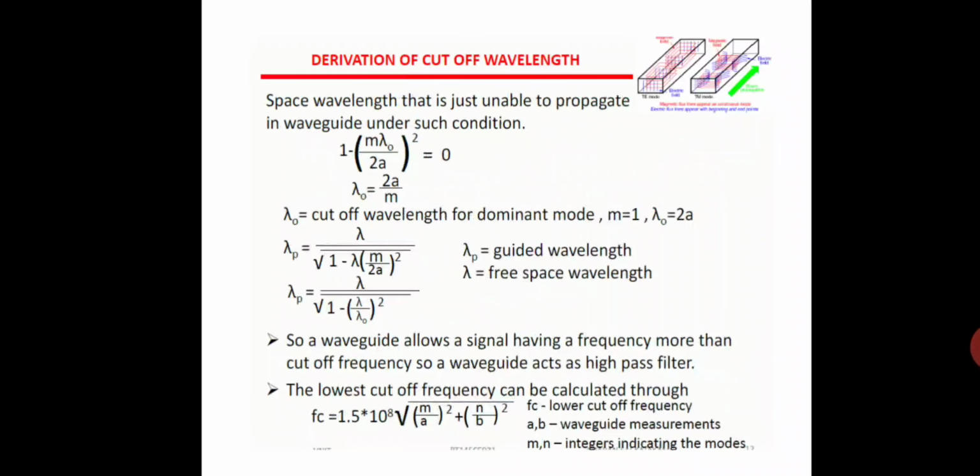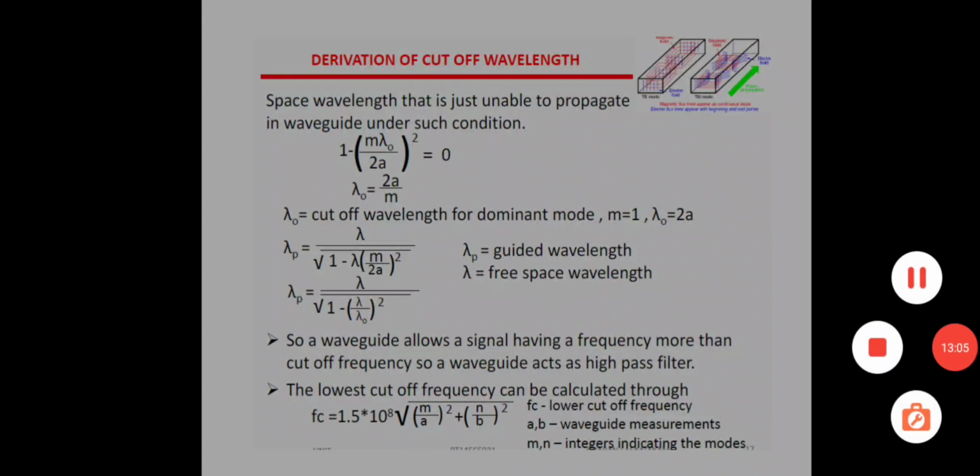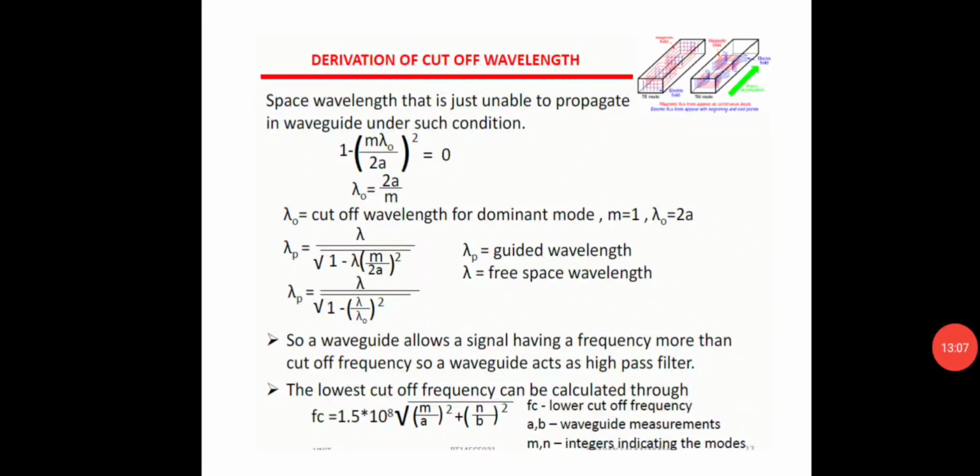This is the space wavelength that is just unable to propagate in the waveguide under such conditions. So the cutoff wavelength lambda naught equals 2a upon m. Lambda naught is the cutoff wavelength; for the dominant mode, m equals 1 and lambda naught equals 2a. So a waveguide allows a signal having a frequency more than the cutoff frequency, so a waveguide acts as a high pass filter. Waveguide works as a high pass filter.